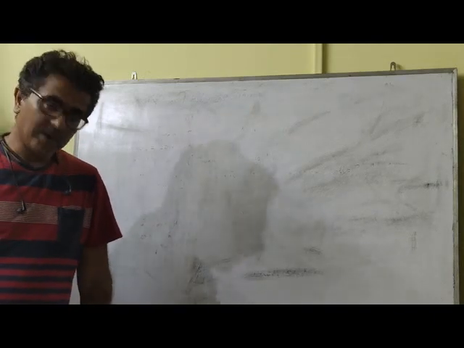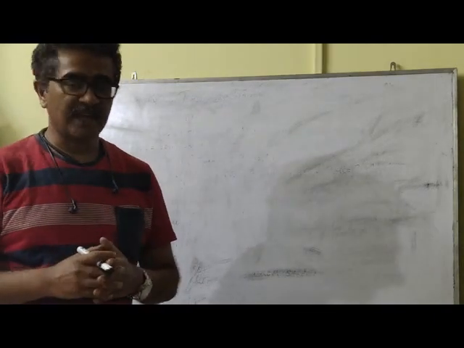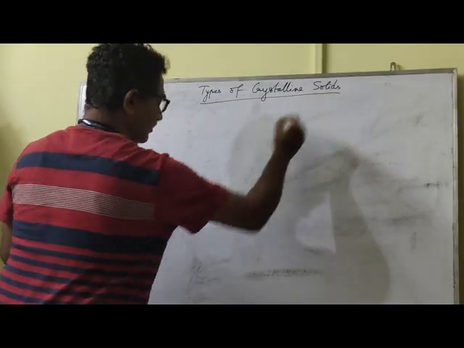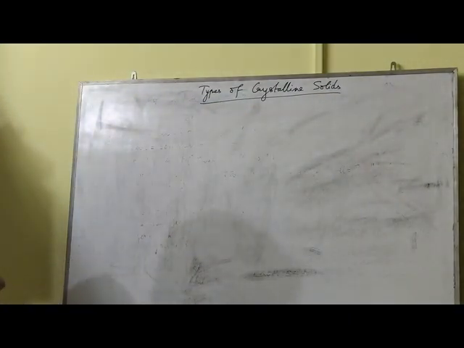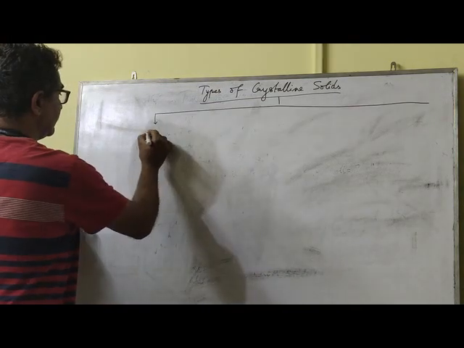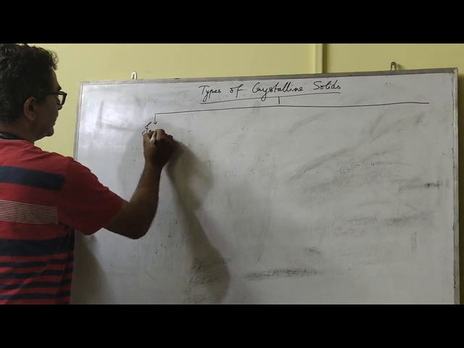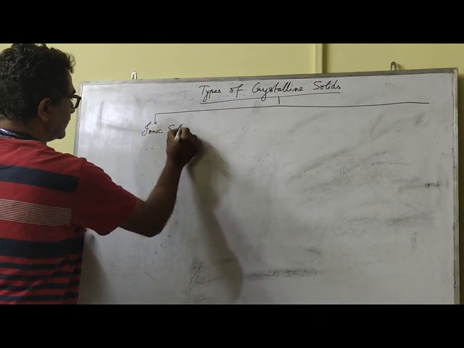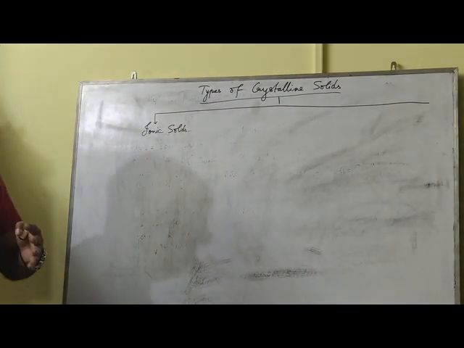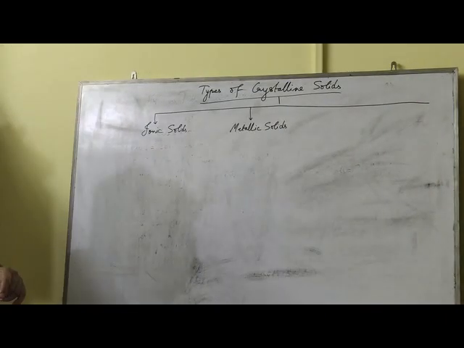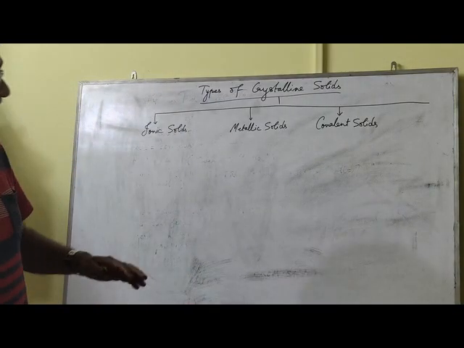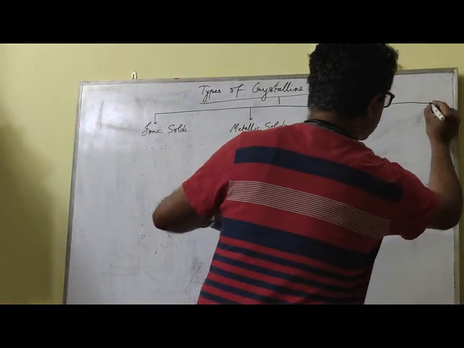Okay, now I am going to talk about different types of crystalline solids. Let me categorize them. Types of crystalline solids: it has been categorized into 4 groups. The first one is called ionic solids. The second is metallic solids. The third is covalent solids. And lastly, we have the molecular solids.